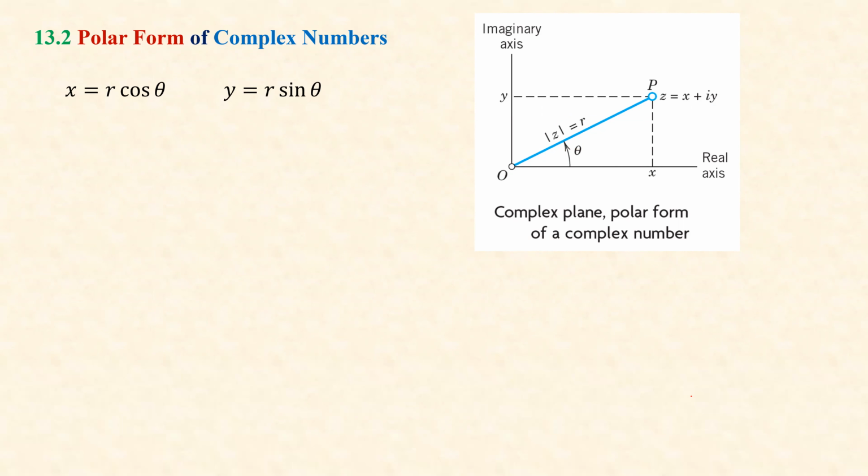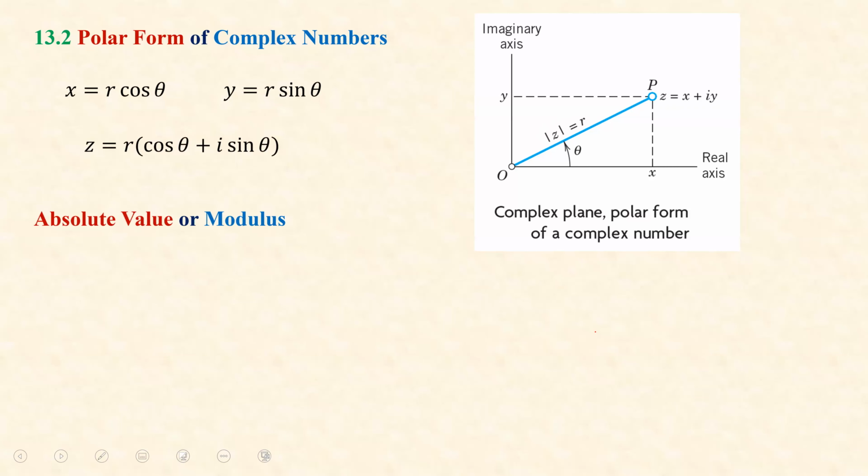But of course, theta can be any value, and it always gives you the right value for x and y. And z can be written as r cosine theta as its real part, and r sine theta as imaginary part. And r is usually factored. So you get r times cosine theta plus i sine theta. All right? This is the polar form of the complex number x plus iy.